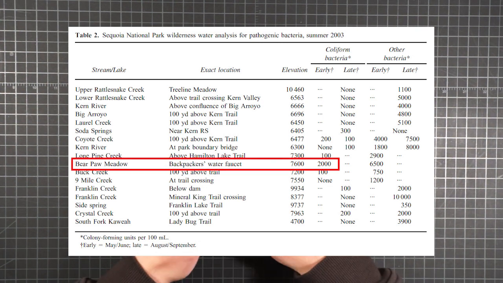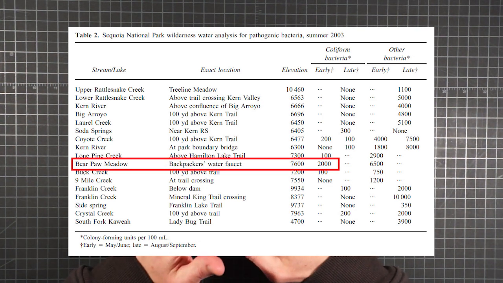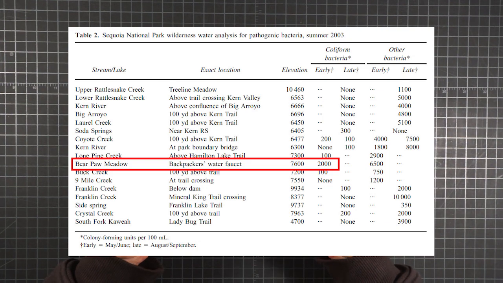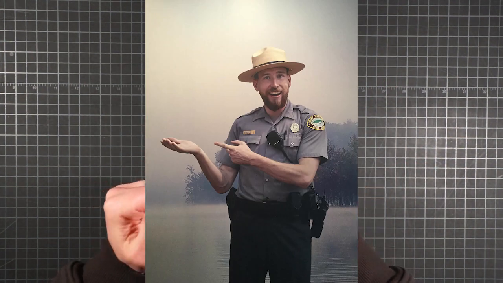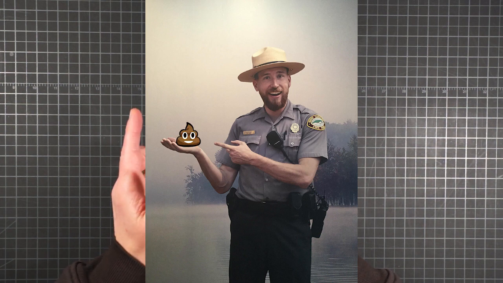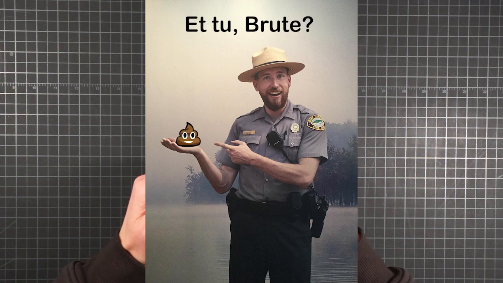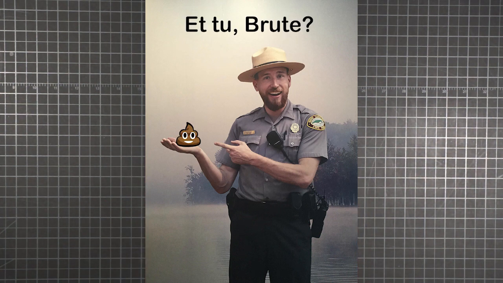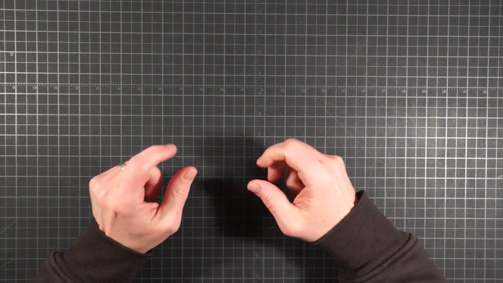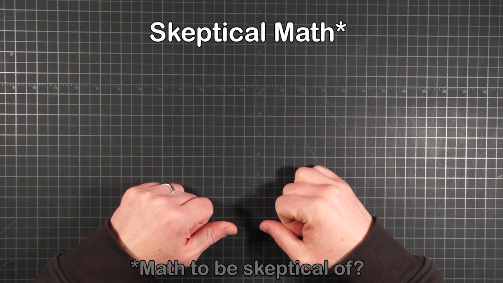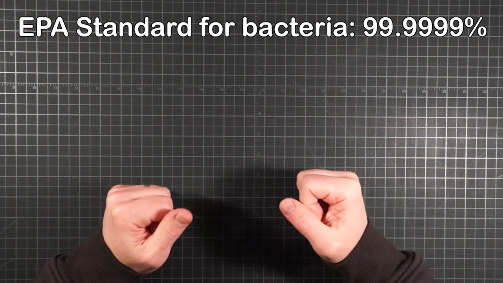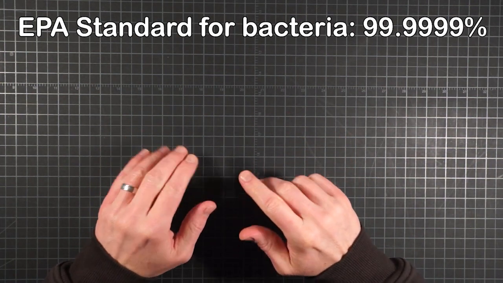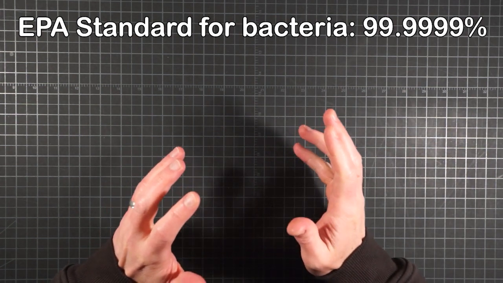Interestingly, the highest concentration found anywhere in the study came from a water faucet at a campground in Bear Paw Meadow. Apparently, you can't automatically trust that spigot near the ranger station. It might actually be worse than anything you'd find in the wild. So doing a little more skeptical math on that worst case water, the EPA sets the standard for bacterial reduction at 6 logs. And that's just a reduction standard, mind you. It's not an end presence standard.